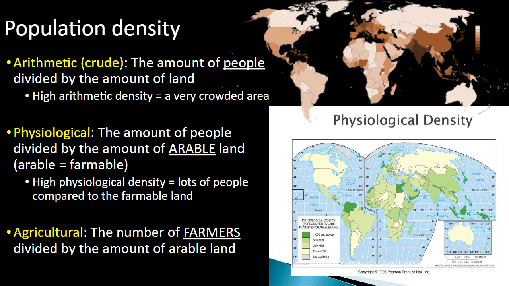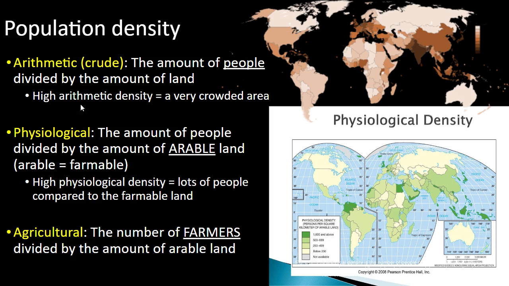Okay, there are 3 ways we can measure population density. I've seen lots of questions like this pop up on the AP exam, so you want to study these. Okay, the first is arithmetic density. It's also called crude for some reason. This is the amount of people divided by the amount of land. So this is the most basic way you can calculate density. You're just literally counting people and comparing it to the amount of space they are in.